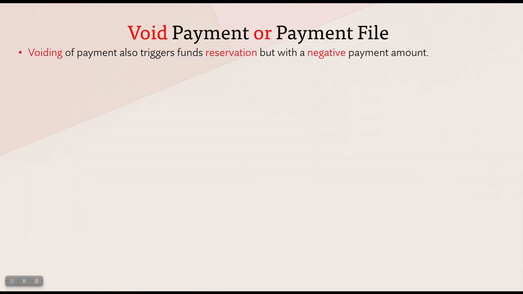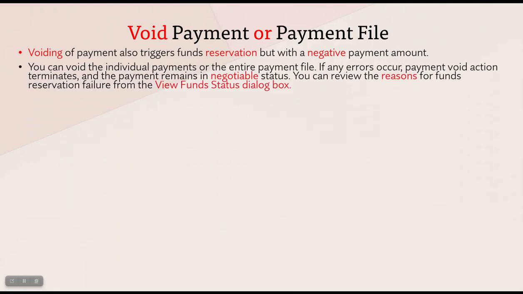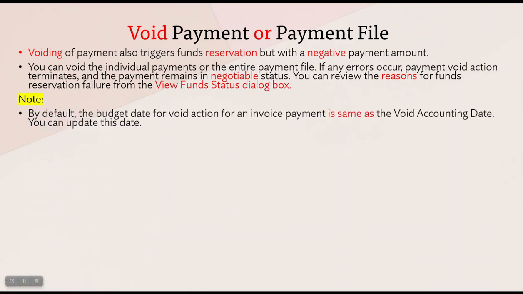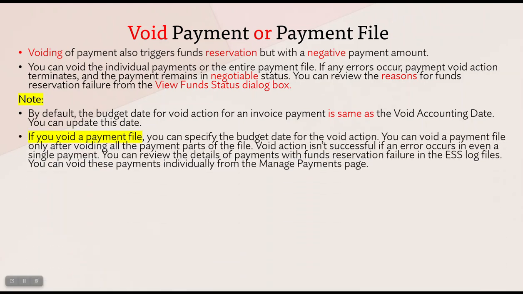Void payment: voiding of a payment also triggers fund reservation, but with a negative payment amount. You can void an individual payment or a payment file. The payment remains in negotiable or non-negotiable status. By default, the budget date for the void action for an invoice payment is the same as the void accounting date. You can also update this date. If you void a payment file, you can specify the budget date for the void actions. You can void the payment file only after voiding all payments that are part of this file.